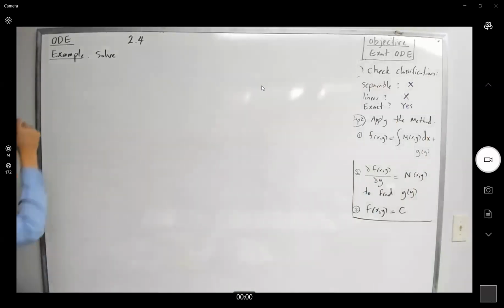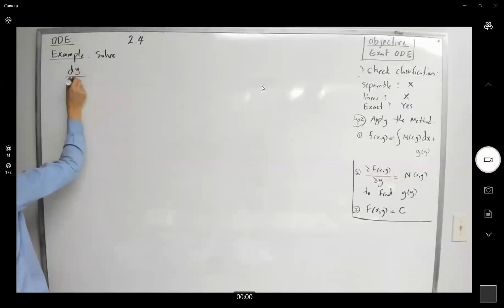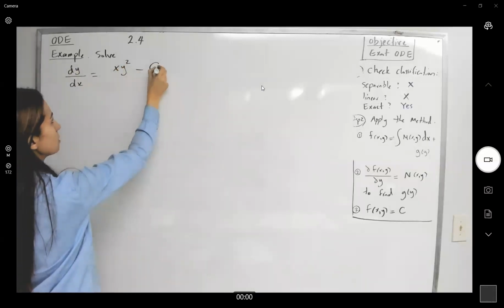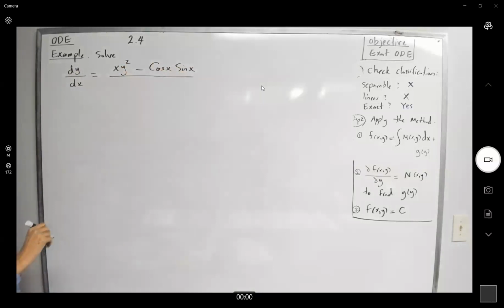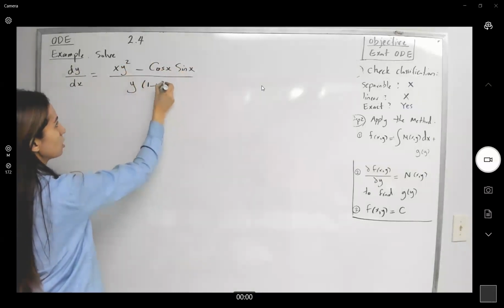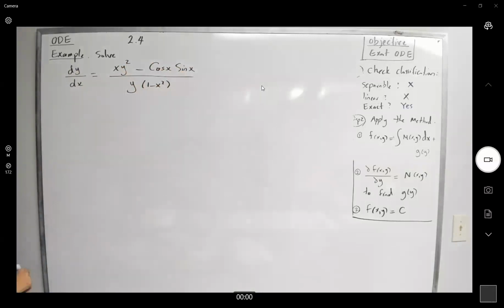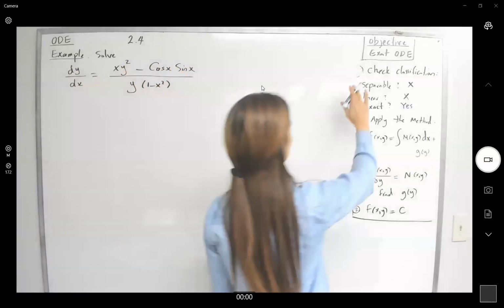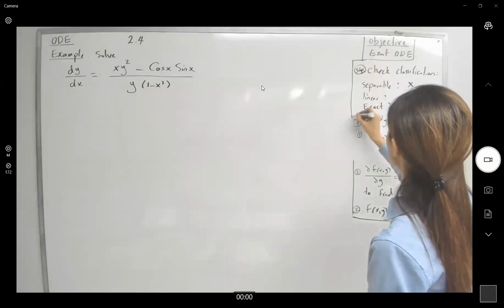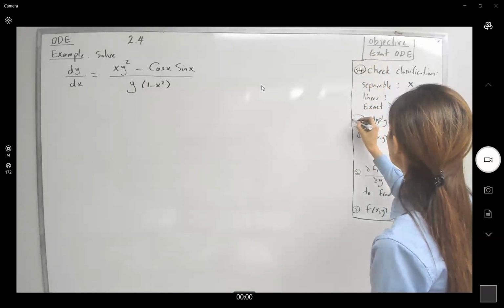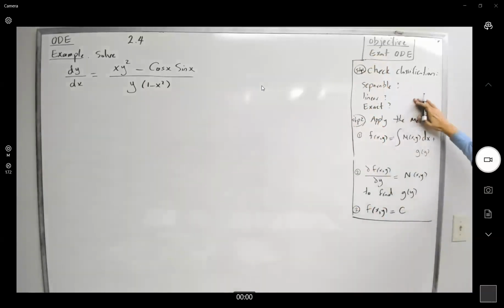You have dy over dx equals xy squared minus cosine x times sine x, divided by y times 1 minus x squared. Okay, very well. So you should be asking if it's separable in step 1, then move to step 2, apply the appropriate method.